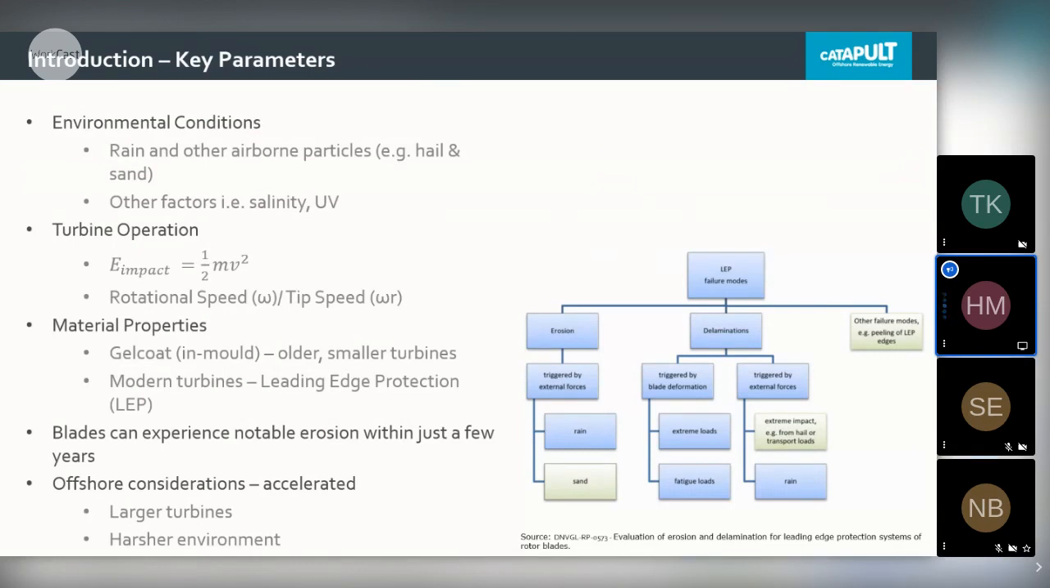Okay, so how is it caused? Primarily rain droplet impact, although other airborne particles are thought to influence, along with some weathering factors: temperature, humidity, UV, etc.